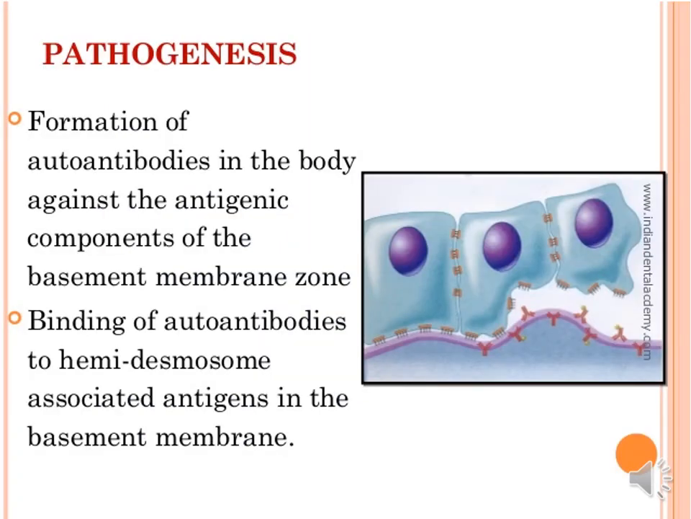Pathogenesis: formation of autoantibody in the body against the antigenic component of the basement membrane zone, binding of autoantibodies to the hemidesmosome-associated antigen in the basement membrane. This actually will be between the hemidesmosomes that connect the basement membrane with the epithelial cell.